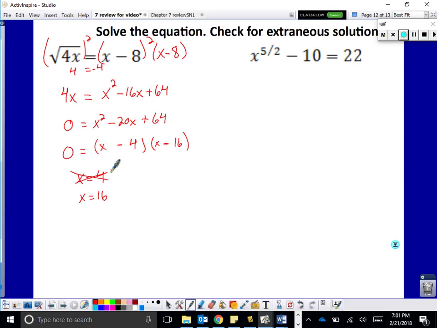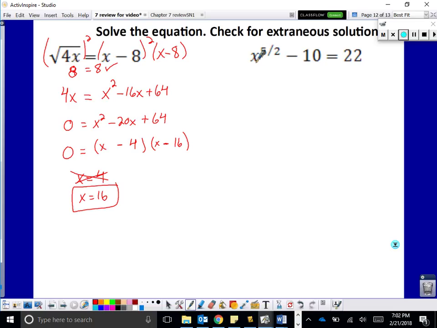Alright, if I plug the 16 in, that's going to give me the square root of 64, which is 8. If I plug the 16 in on the right side, 16 minus 8 is 8. That one's a good solution. That's a true statement. So x equals 16 is my answer.